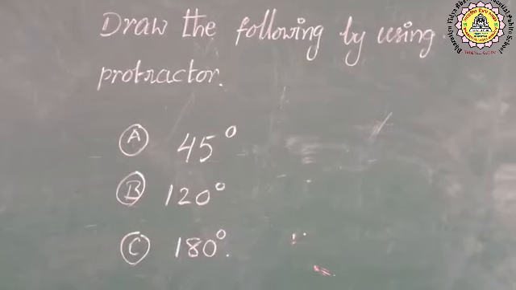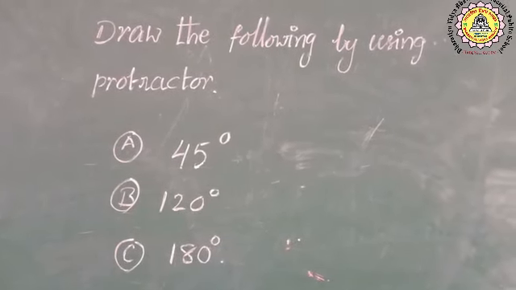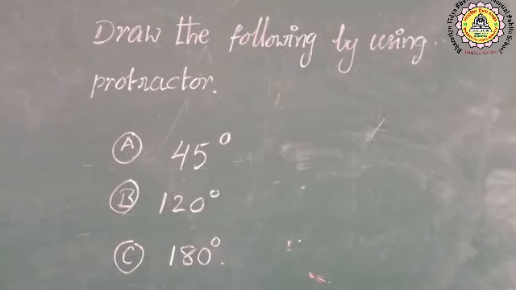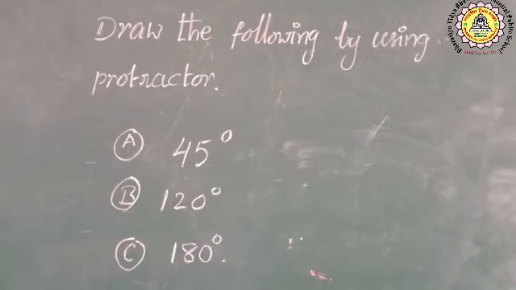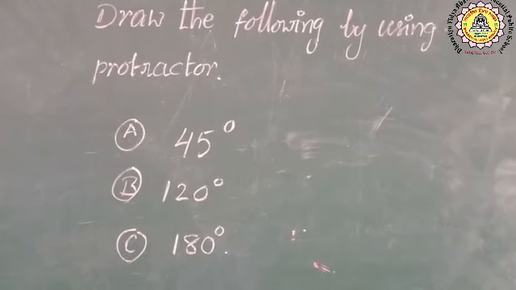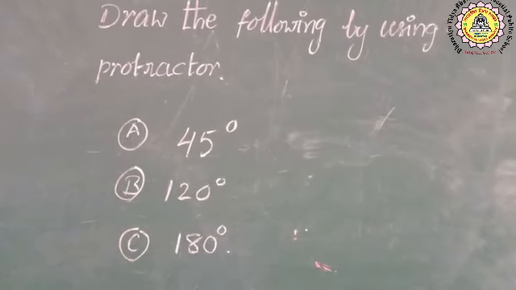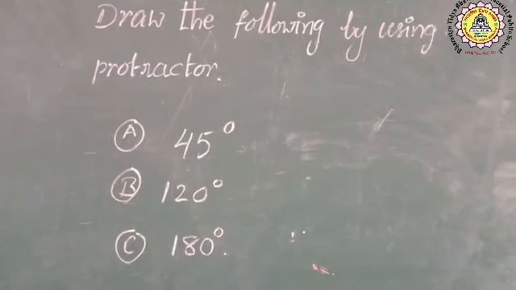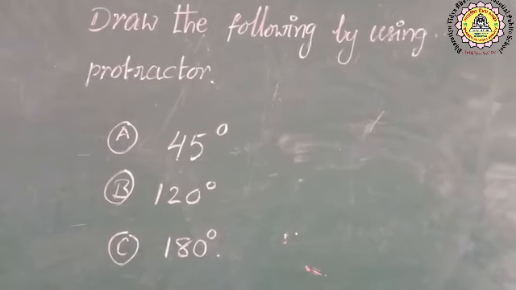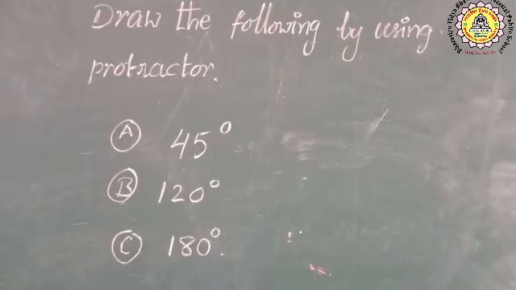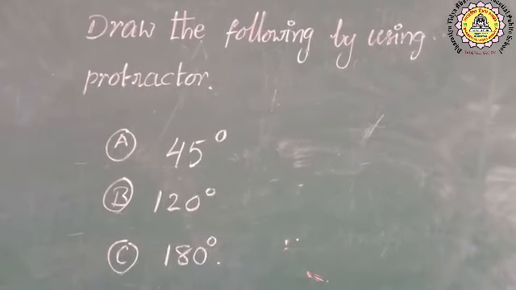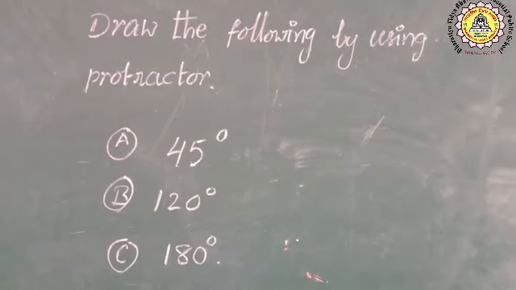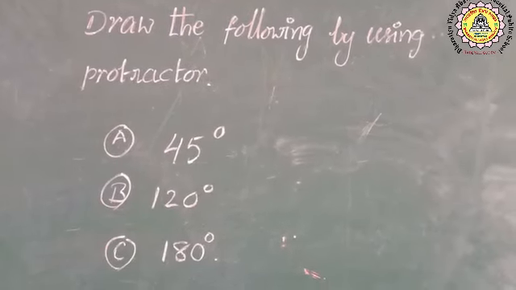Now I am going to give you a small exercise as your homework. Just observe these given sums. Draw the following using a protractor: A, 45 degrees; B, 120 degrees; C, 180 degrees. If you construct these three angles successfully, you will get 3 stars. Understand? So try to draw all these angles perfectly. Okay.